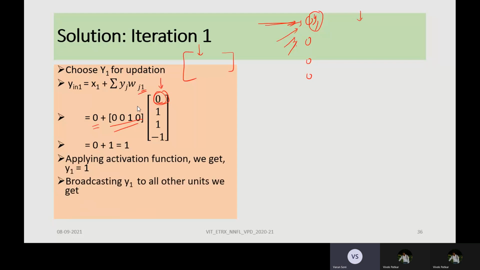Clear? Yes, sir. अभी मेरा पहला इनपुट वेक्टर ये था, 0 0 1 0 था. इसका जो फाइनल y1 आया है, उससे ये पोजीशन को रिप्लेस करेगा. It will become now 1 0 1 0 and this will be the next vector.